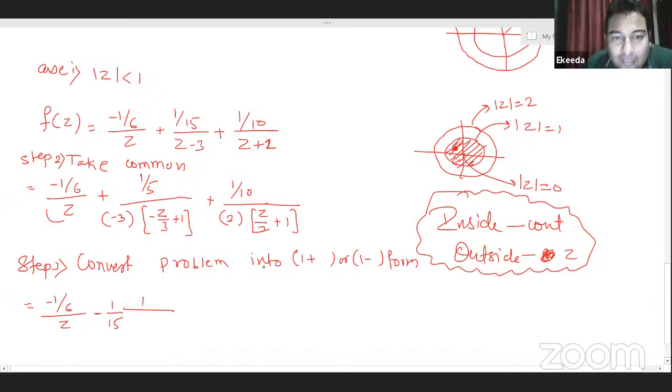1 upon, let us convert this problem into 1 plus or 1 minus format. 1 plus or 1 minus format means you just need to swap the terms. That means first write down 1 and then write down this term. So if I write down 1 first and then z by 3, this will become 1 minus z by 3. So first I will write 1 and then minus z by 3 plus 1 upon 20. Again, if I write this term into 1 plus or 1 minus format, this will be 1 plus z by 2. 1 I'll write first, then plus z by 2. What next?